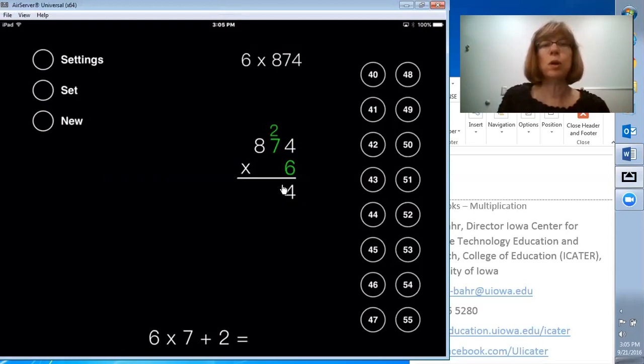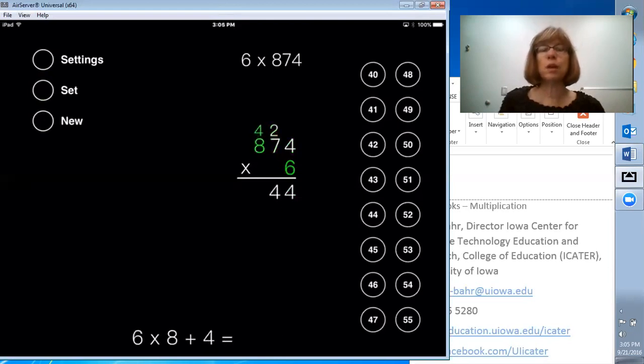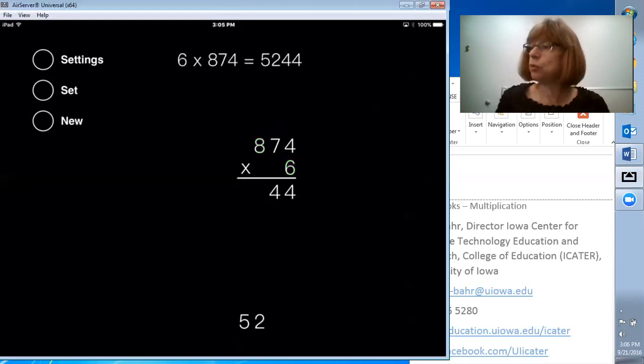The next thing it tells us to do is 6 times 7 plus the 2. So 6 times 7 is 42, plus 2 is 44. We'll put in a 44 and do it right this time. Then we've got 6 times 8 plus 4. That's 48 plus 4, is that 50? Let's do it wrong again. It just sits there because it's not right. So I think it's 52. And so it comes up with the full answer, and it gives it to you in 2 ways.